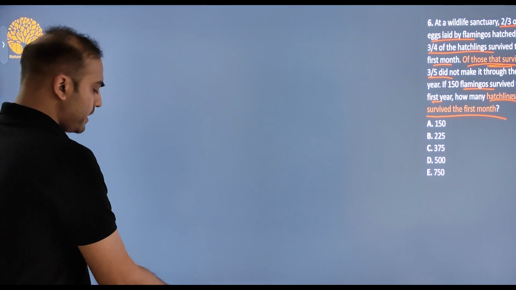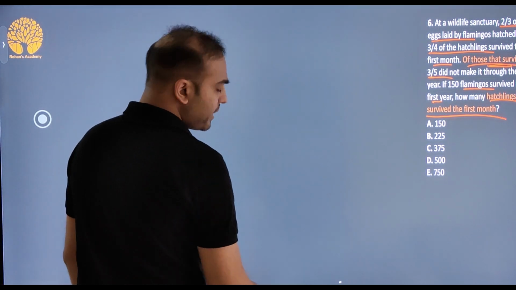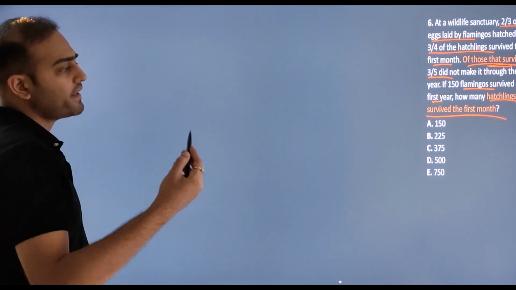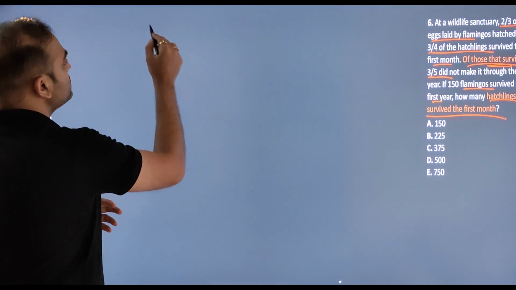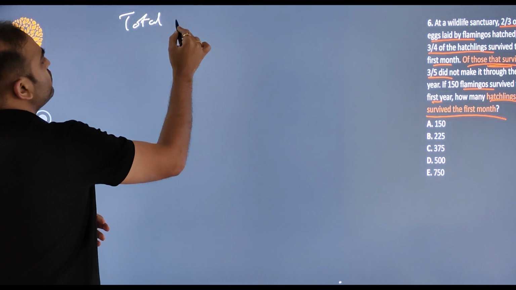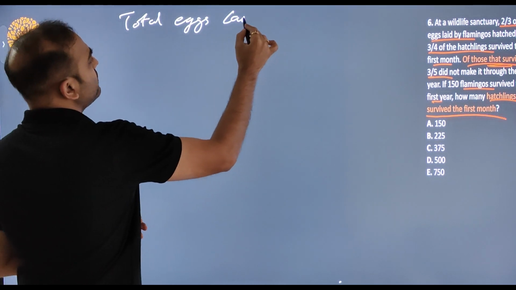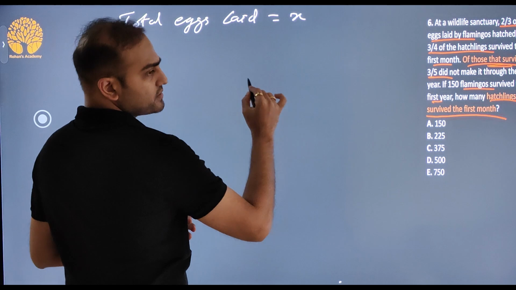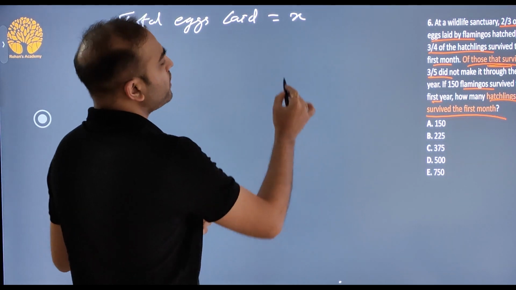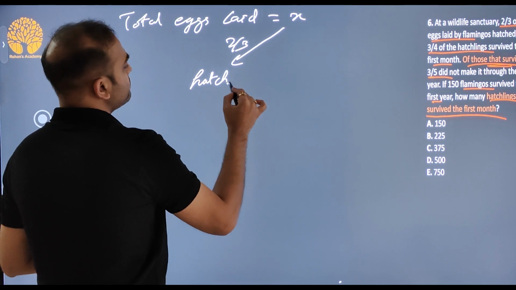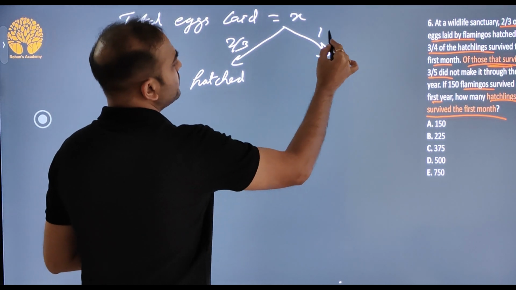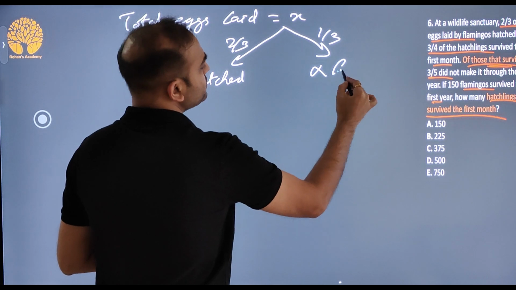Okay. So again, let's simply make our tree. Say total there are X. Total eggs that were laid by flamingos, let that be X. Now what is happening? 2/3 of these hatched, which means 1/3 did not hatch.